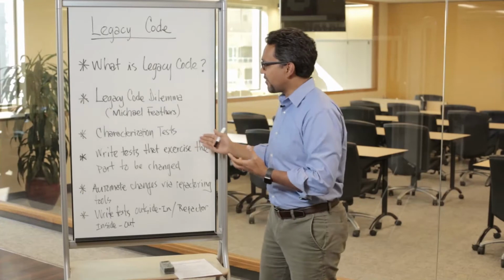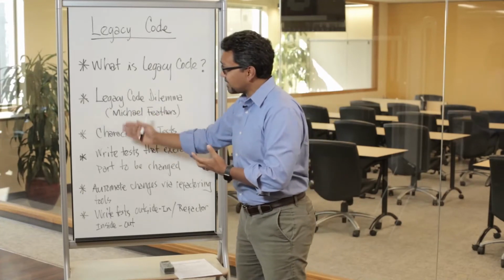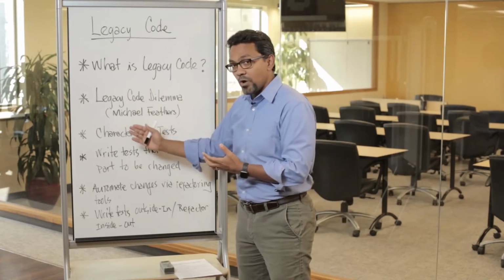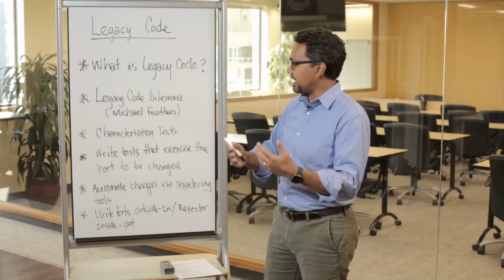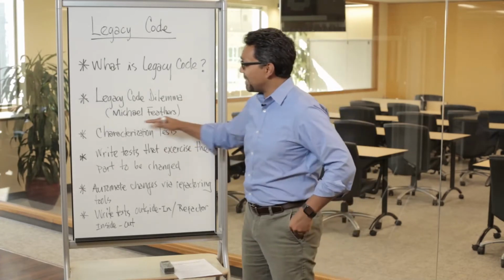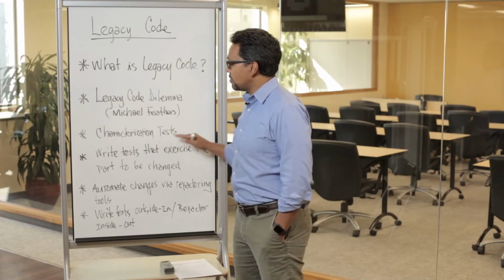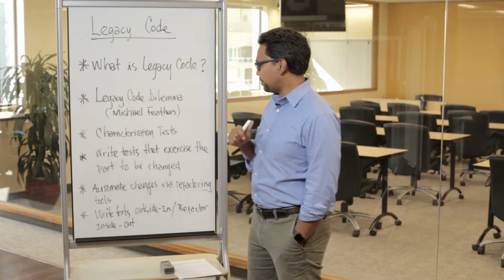So essentially you're characterizing what the code is doing, and you're going to put that in a test. And then you can go on and start implementing your changes, and you're going to be looking at that test to make sure that it's not being broken.